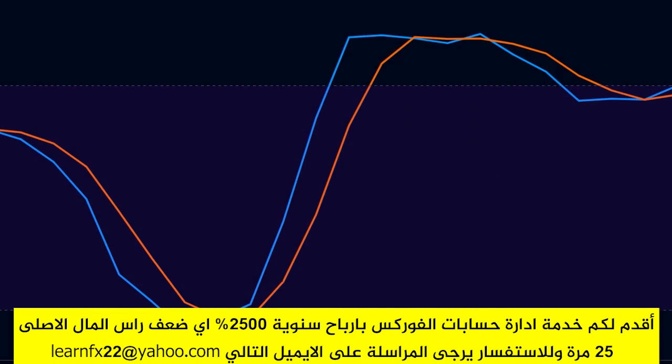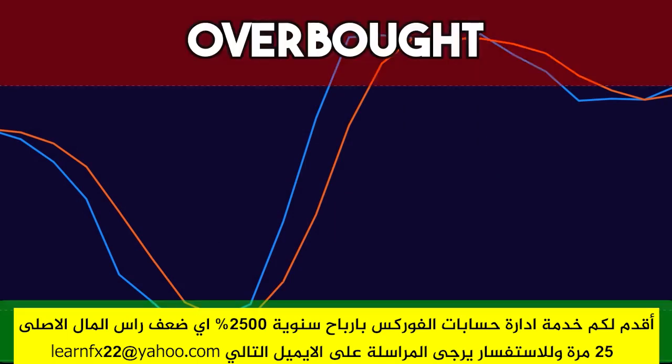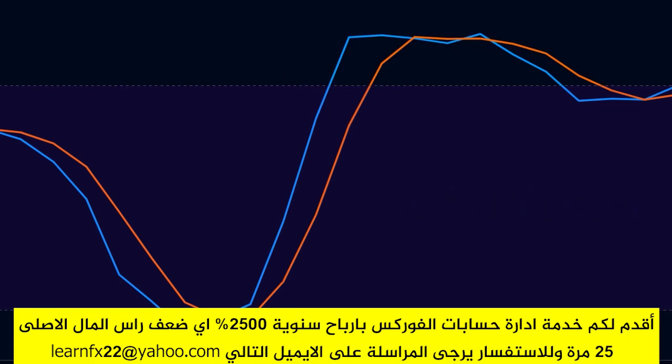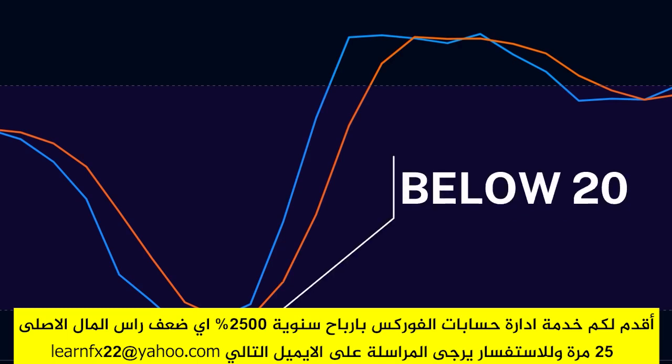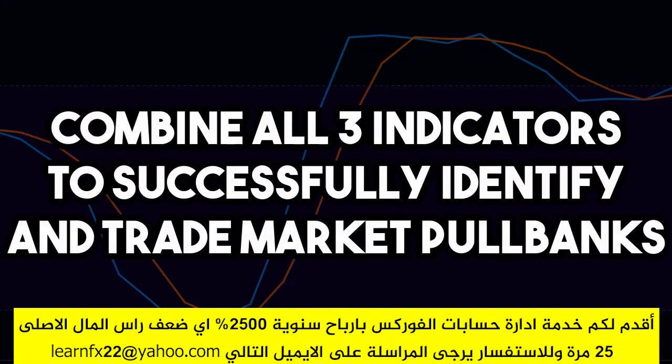Just like other oscillators, the stochastics also has overbought and oversold levels. Typically, when the stochastics goes above 80, it is considered overbought. This means that we can expect a downwards move. On the other hand, if the stochastics goes below 20, it is considered oversold and hence, we can expect an upwards move. We will combine all of these three indicators to successfully identify and trade market pullbacks.